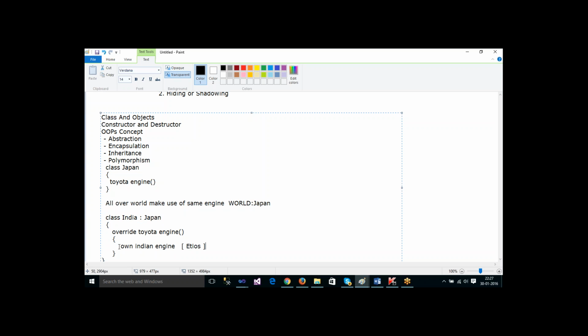Tell me the answer: are they going to import again from Japan, or are they going to make use of their own? Their own, right. Nothing but you are overriding. You are not making use of any Japan engine now. You are going to override that one, so it will not display this one. You get my point?